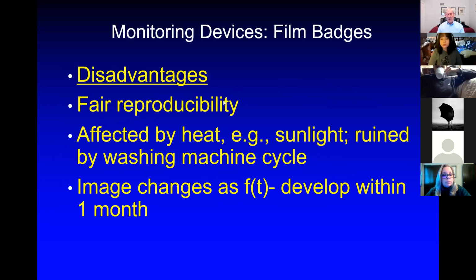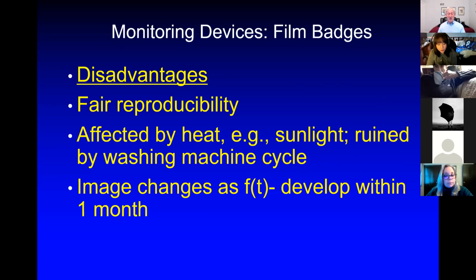Also, don't ever leave your film badge on the dashboard or the sun visor of your car because sunlight will ruin it. And don't ever put it in the washing machine by mistake. If you do so, you have 2 choices. You can lie to the RSO and say, I lost my film badge, or you can tell them the truth and say, I washed it in the washing machine. Either way, it's going to give a totally abnormal reading. And for that month, the recording will be pretty useless.